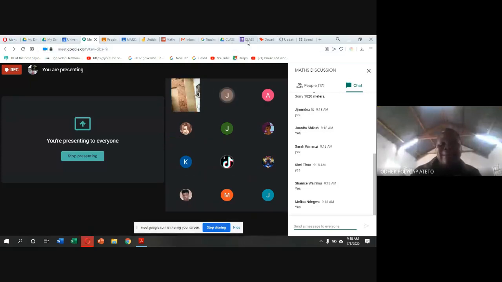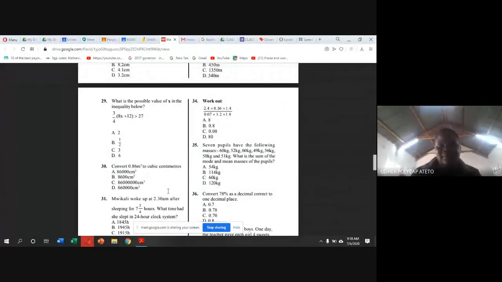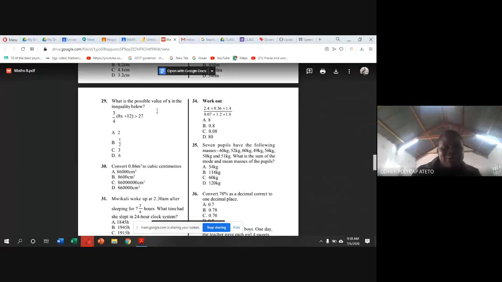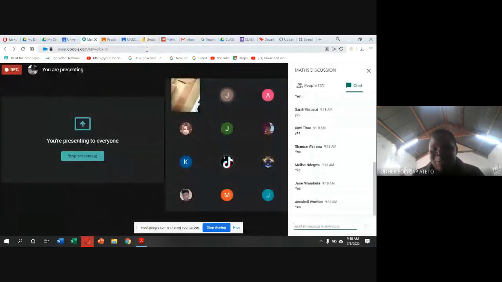But there is something that you do not understand, which you are most likely to get in almost all the exams. And that is, what is the possible value? The reason why we call this sign inequality is because it is not an equal sign. Equal means 9 is equal to 9. But if I say 9 is less than 11, 9 is not equal to 11. It is less than.